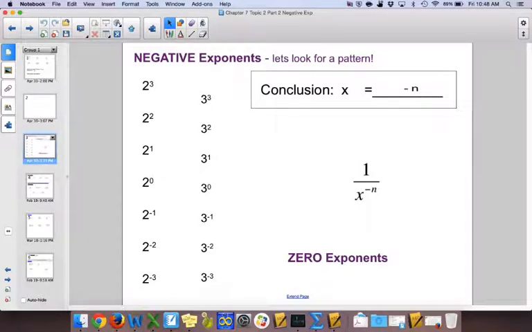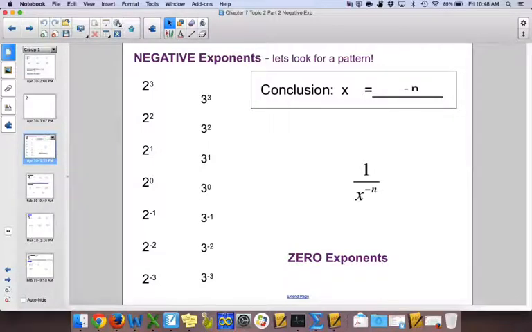Okay, in Chapter 7, Topic 2, Part 2, we're going to be playing around with negative exponents. So far we've learned how to multiply positive exponents and divide exponents. Let's look at a pattern to see if we can figure out how to deal with negative exponents, okay? So we'll start off with some stuff we know.